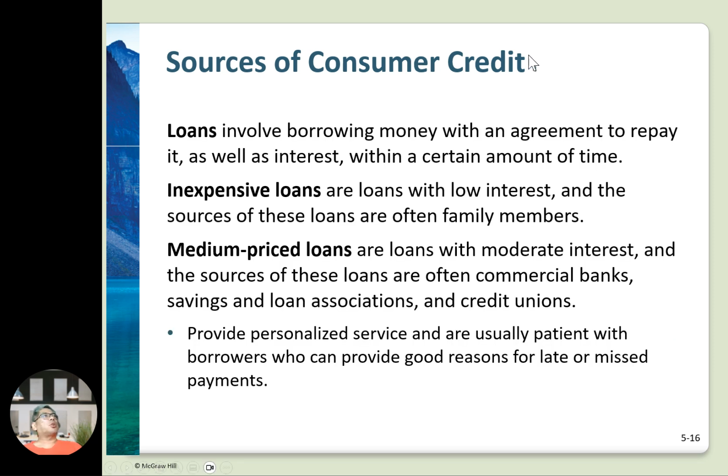The sources of consumer credit: loans involve borrowing money with an agreement to repay it as well as interest within a certain amount of time. Inexpensive loans are loans with low interest, and the sources of these loans are often family members. Medium price loans have moderate interest, and the sources are often commercial banks, savings and loan associations, as well as credit unions, which provide personalized service and are usually patient with borrowers who can provide good reasons for late and missed payments.